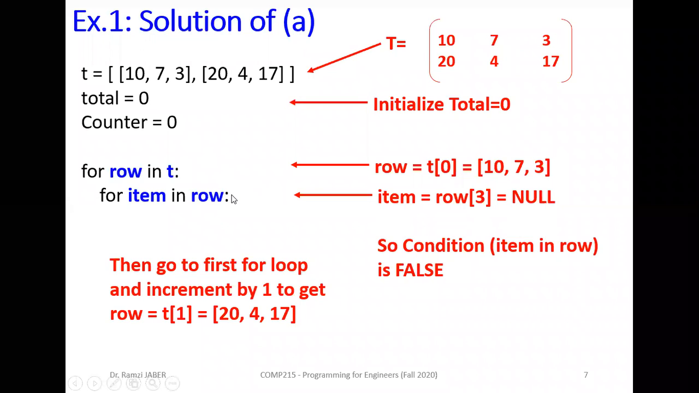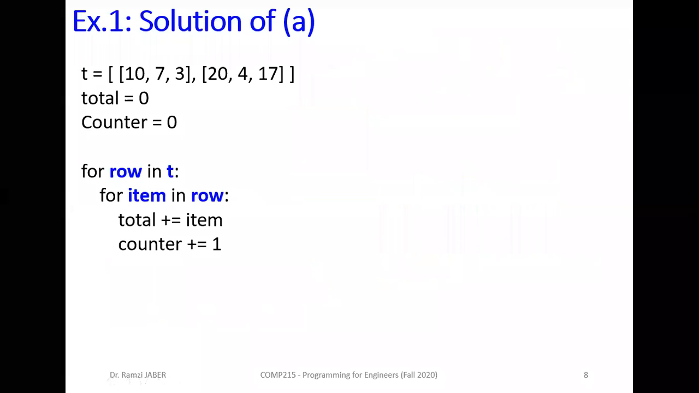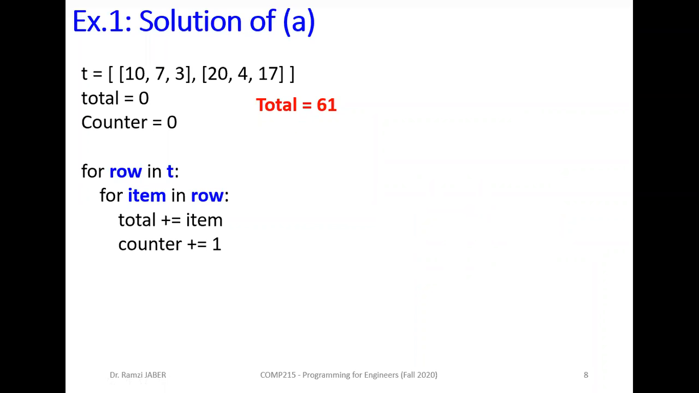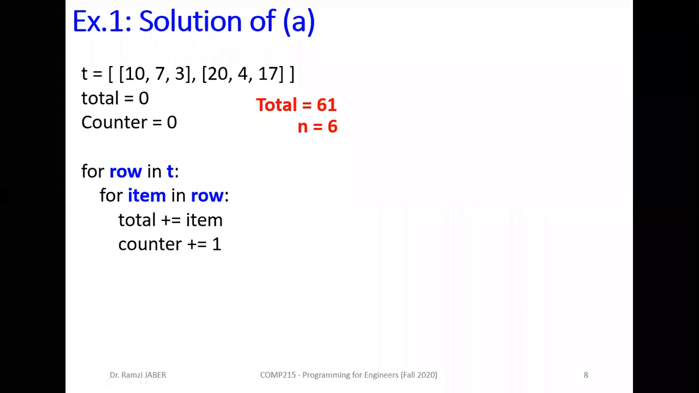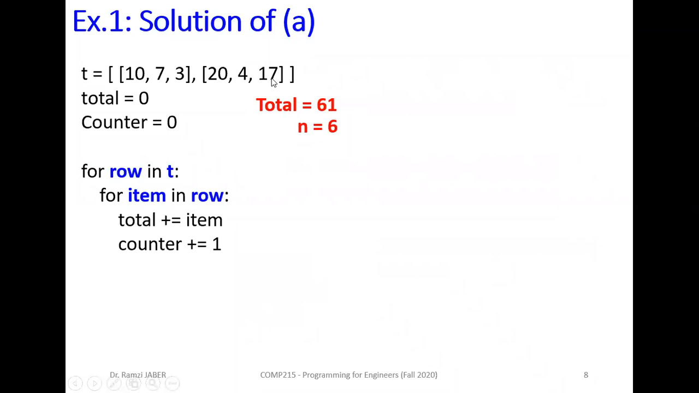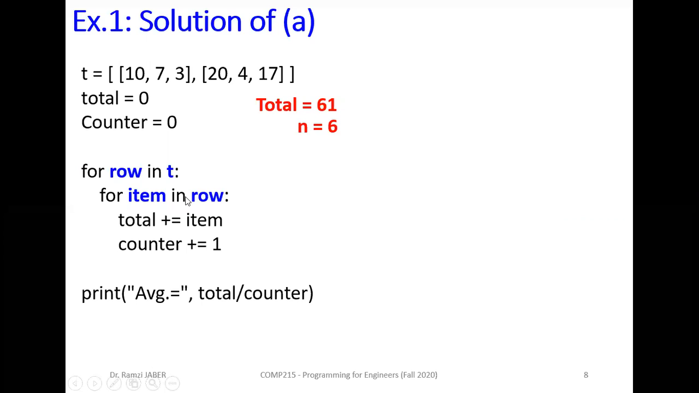After finishing the loop, we get total equal 61 and n equal to 6. If we sum all the elements it will be 61, and the number of elements is 6, 3 plus 3, 6. After we finish this, we want to print out the output. So print, average equal, between quotation, comma, total over counter. Okay?